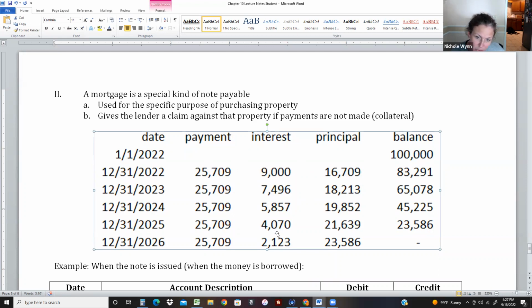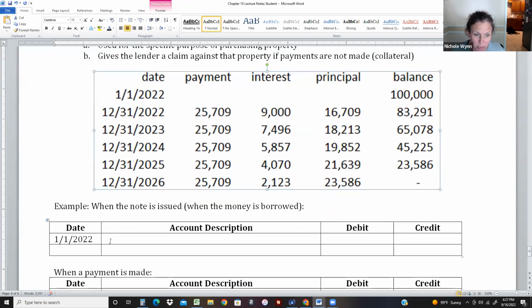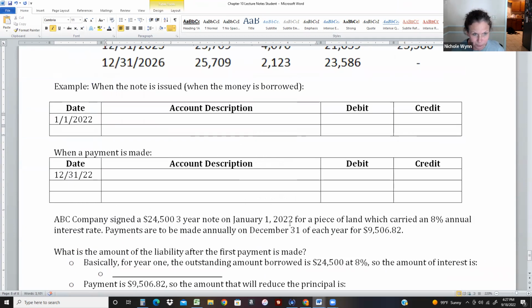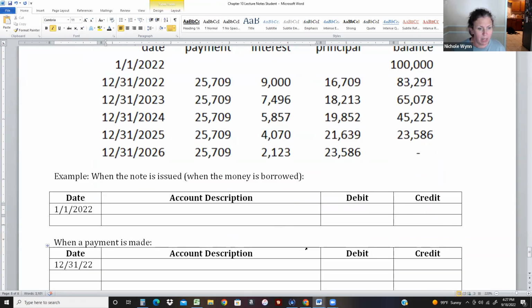You'll notice that the interest amount decreases over time, and that's because the loan balance is decreasing. As the loan balance decreases, the amount that goes to interest decreases and more goes to principal. So let's look at the journal entries related to this, and then I'm going to have you guys do your own table like this.